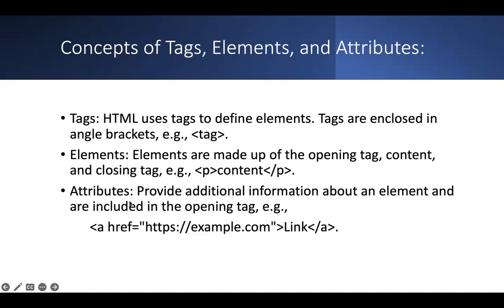The next thing is attributes. With attributes, we provide additional information about the element. You can see the example in this a tag, which is called the anchor tag. Within that, we have the href. Here we are giving additional information about this anchor tag. This is called an attribute. So these are the three main things in an HTML document: tags, elements, and attributes.